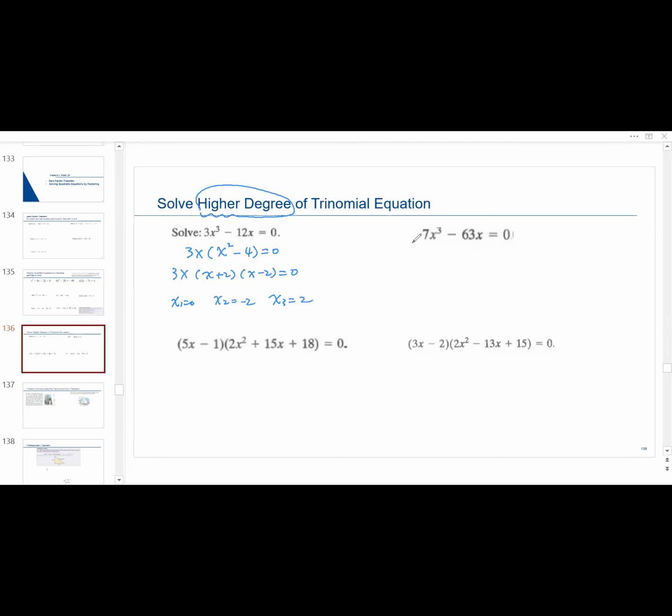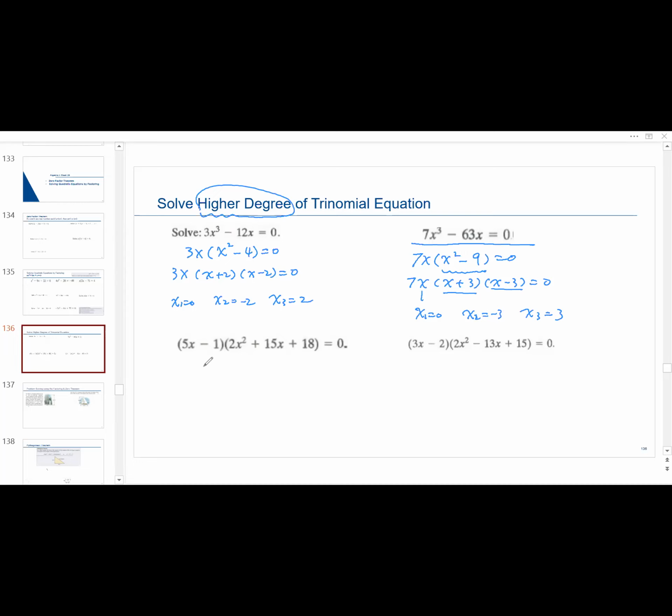The same for this part. First, we take 7x out, leaving x squared minus 9, right? We factor a little bit deeper, just factor it completely. Can you do this step? Anyone can do this step? No problem. So first, x1 equals 0. Make this become 0, so you get x2 equals -3, x3 equals 3, right?